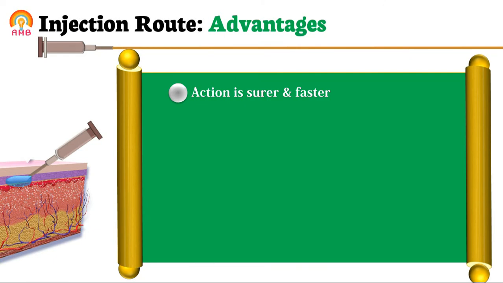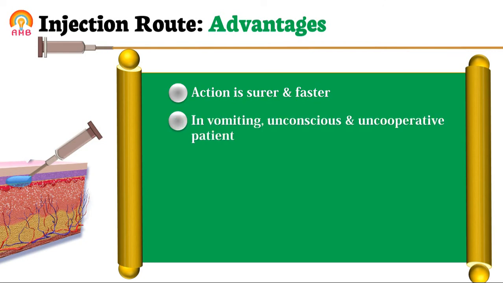Now the second advantage is that this route is useful for patients who are suffering from recurrent vomiting. A person who is continuously having vomiting or diarrhea, in that case, if the drug is taken by the oral route, it is not effective, because the drug comes out with the vomitus, and in such a person we cannot get an effect by the oral route. Then we can prefer the injection route for administration of the drug. Similarly, this route is employed in unconscious persons and uncooperative patients.